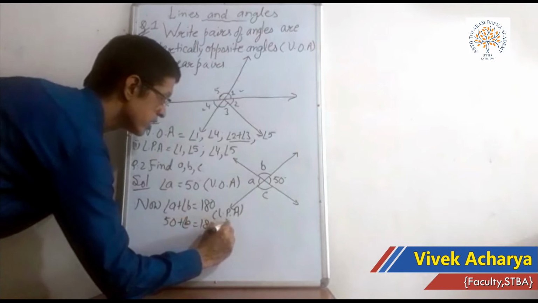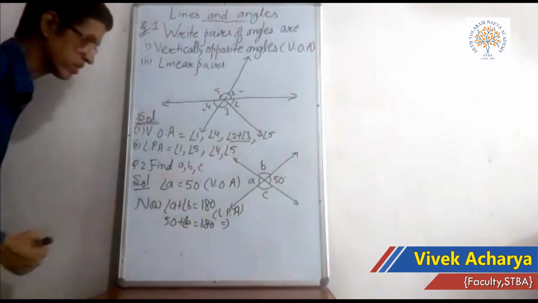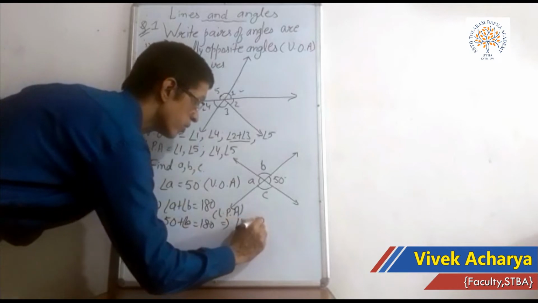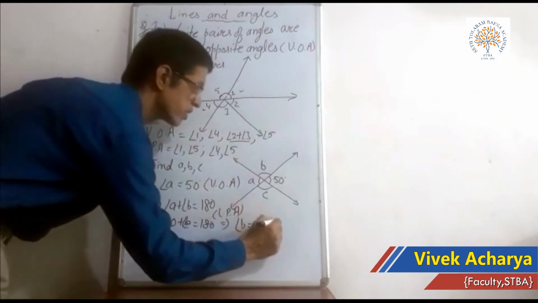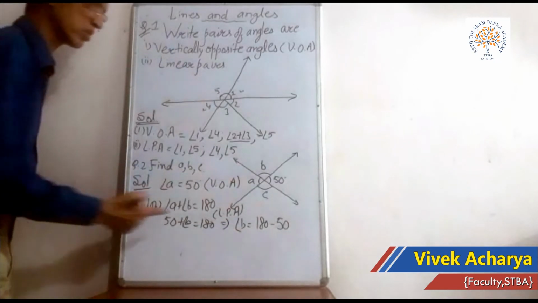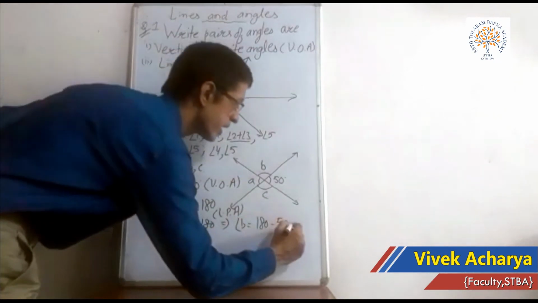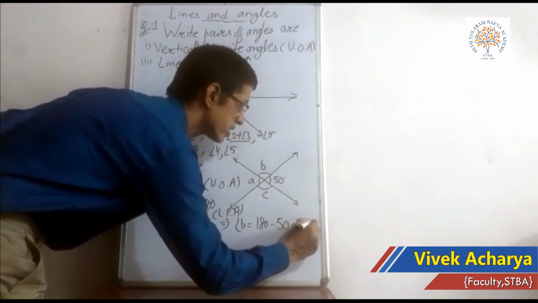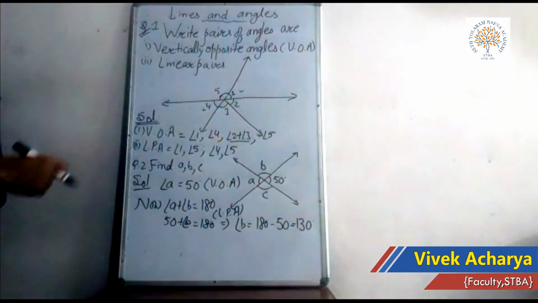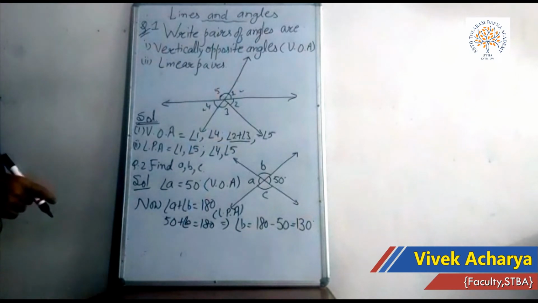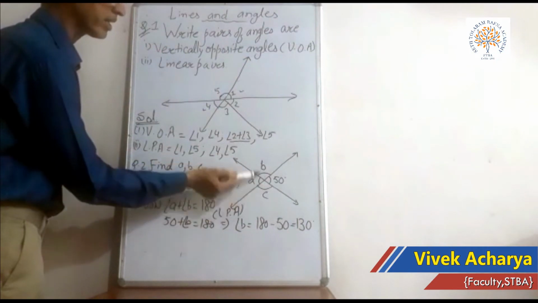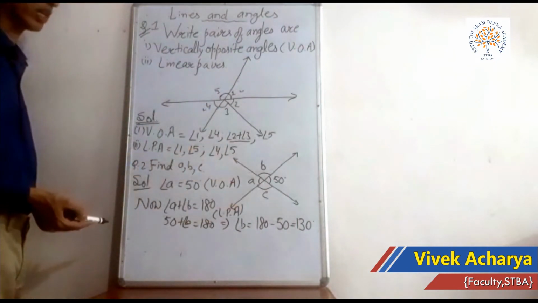So children, by transferring 50, we get angle B. We can find 180 minus 50. When you transfer the number, you change the sign of that. So 180 minus 50, we get 130 degrees. So angle B is 130 degrees. Now we have to find angle C. Lastly, angle C is equal to angle B, vertically opposite.